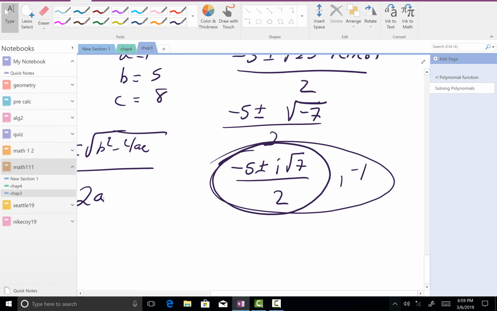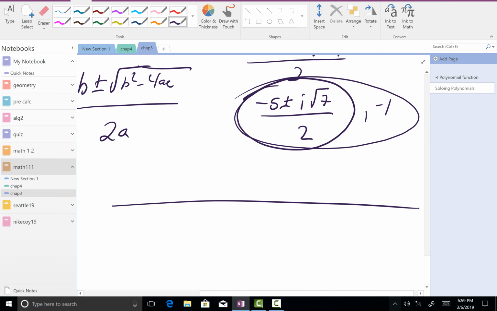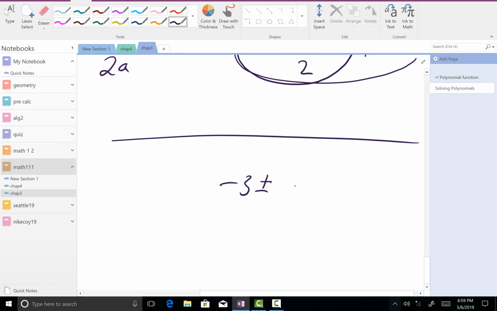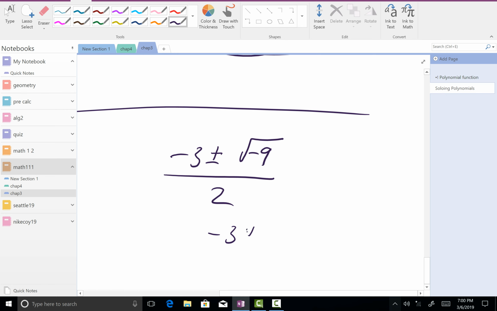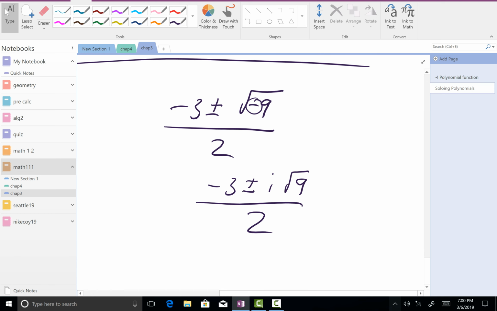What if it wasn't a square? If it was a negative perfect square, how would that look? Like if it was -9 in the square root. Just take that out, something like that, right? So we have -3 plus or minus, and this is going to give me an i. Okay. And the square root of 9 is what? 3. So -3 plus or minus 3i, divided by 2. Okay?